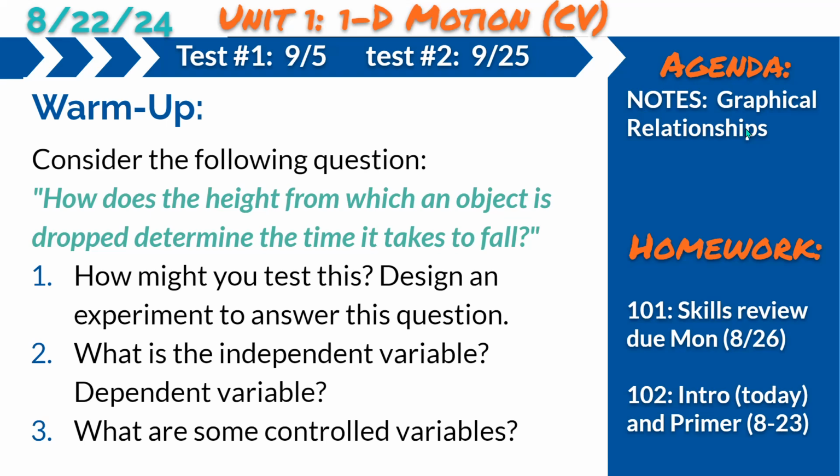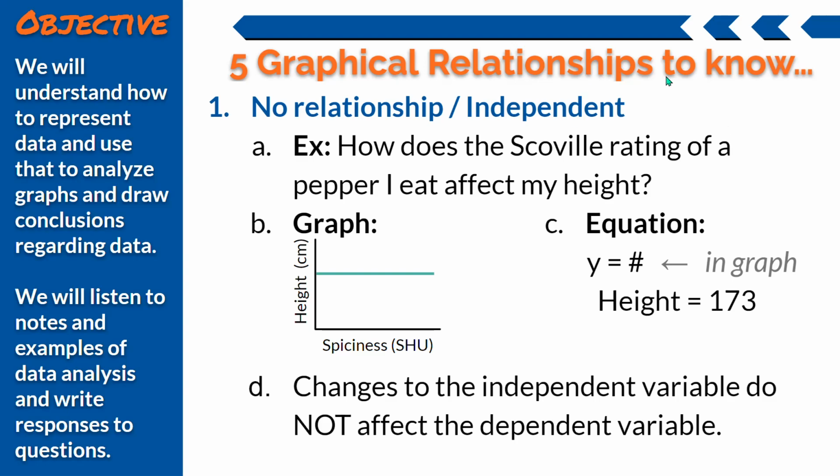We are going to take some notes today on graphical relationships because yesterday we didn't just talk about experimental design, we talked about graphs and what makes a good graph. But today we're going to talk about the different types of relationships we will see in those graphs. And so the first is really no relationship at all.